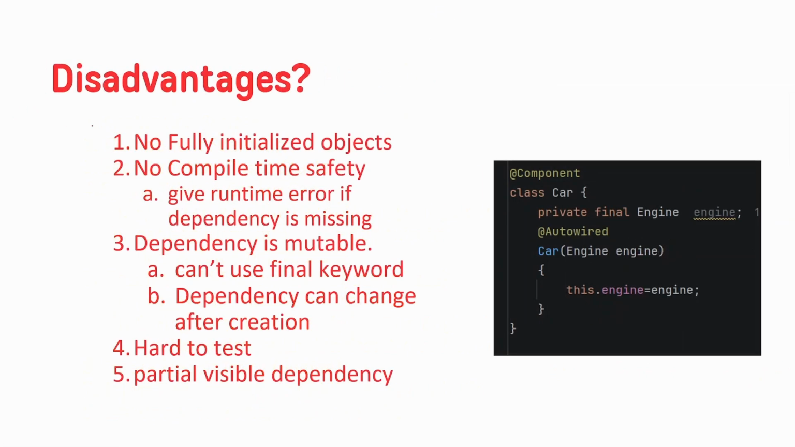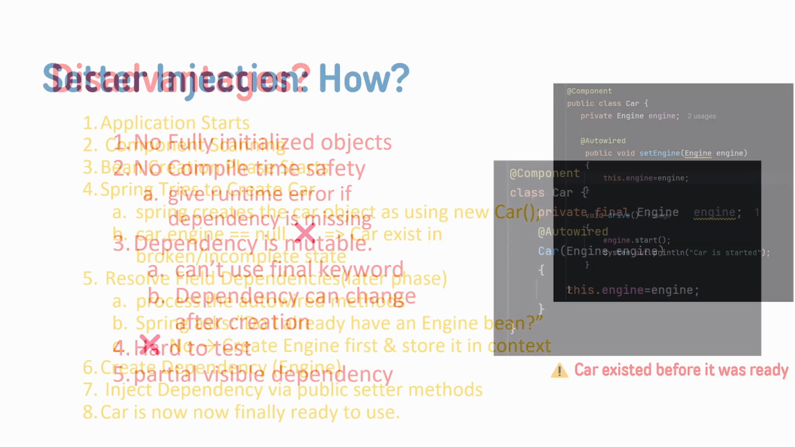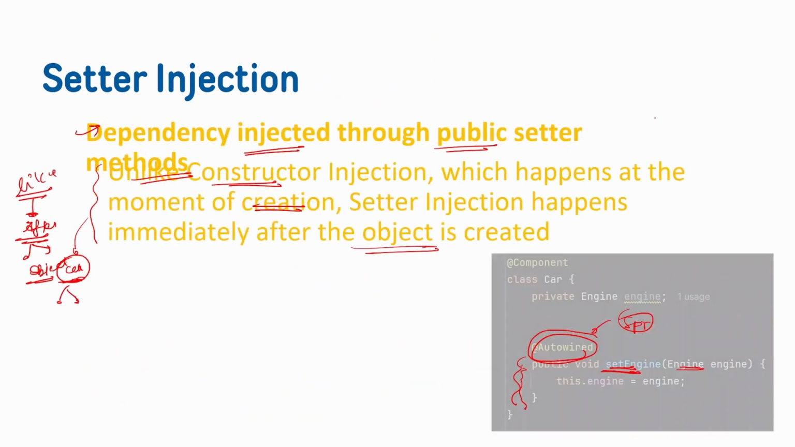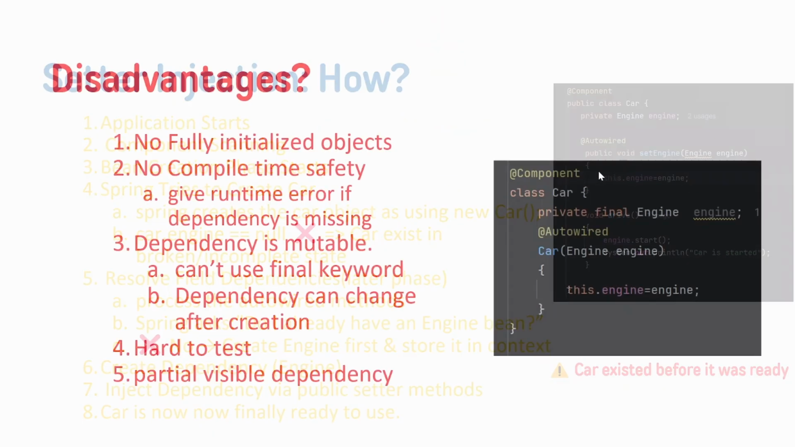So what are its disadvantages? Its disadvantages are the same as the field injection: no fully initialized object, no compile time safety, and dependency isn't immutable because we cannot use the final keyword. Unlike constructor injection, where we can use the final keyword because we are initializing the engine in the constructor, in the public setter method we cannot use the final keyword because, as you already know, if we use final, then it either needs to be initialized here only or in the constructor, but there is no constructor and we cannot initialize it here. Therefore we cannot use final.